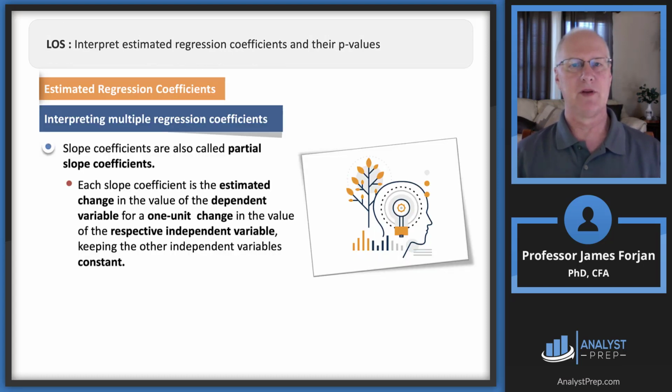Now, how are we going to interpret these estimated regression coefficients? These are called partial slope coefficients. And so each slope coefficient is the estimated change. Remember, I said this to you in the previous recording, think of it as a kind of measure of sensitivity. So when you have a 1-unit change in the independent variable, then you're going to have that corresponding change in the dependent variable. And so it measures sensitivity.